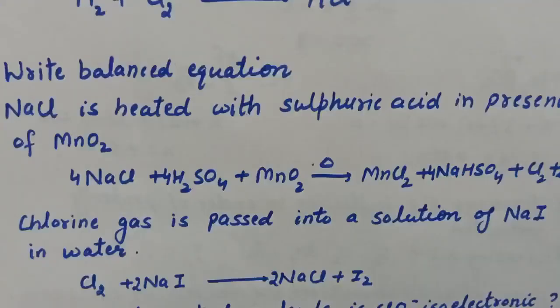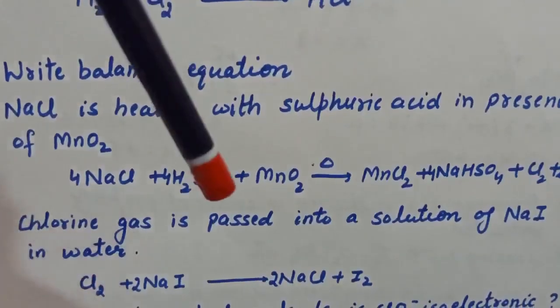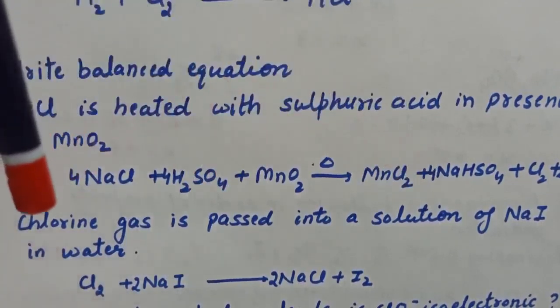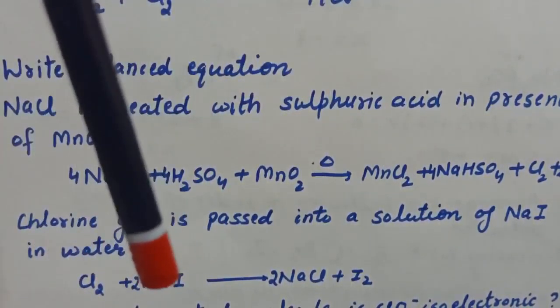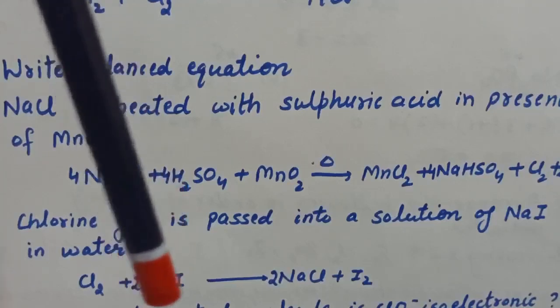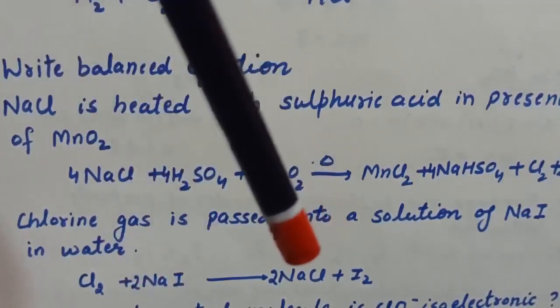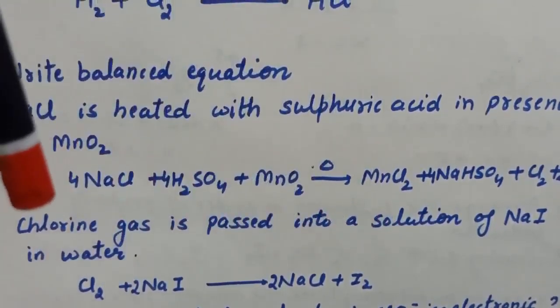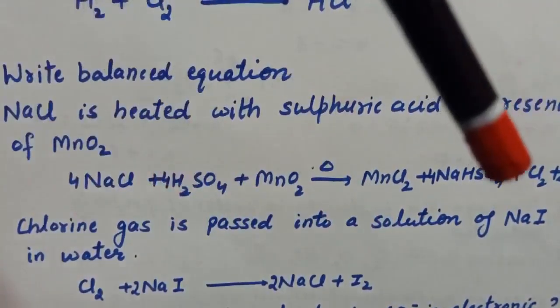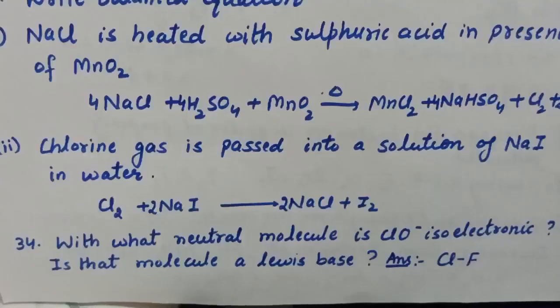Now next is, chlorine gas is passed into a solution of sodium iodide in water. Here we have Cl2 and the aqueous solution of sodium iodide. Here we get sodium chloride plus iodine. So this is the reaction when we pass chlorine gas into an aqueous solution of sodium iodide.